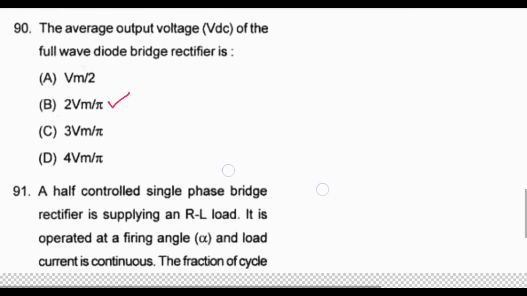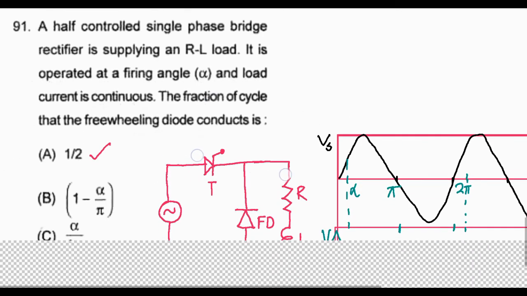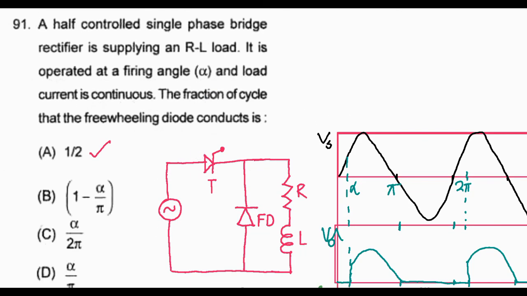Next is the average output voltage VDC of the full wave diode bridge rectifier. This is 2Vm/π, and if this is given for the half wave diode rectifier, this will be Vm/π. Next question: a half controlled single phase bridge rectifier is supplying an RL load. It is operating at a firing angle of alpha and load current is continuous. The fraction of cycle that the freewheeling diode conducts is.